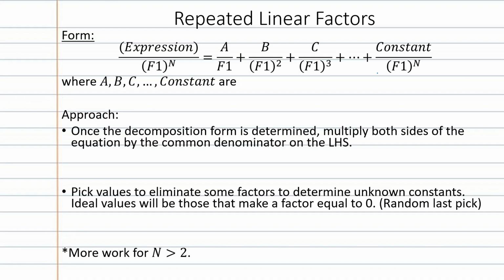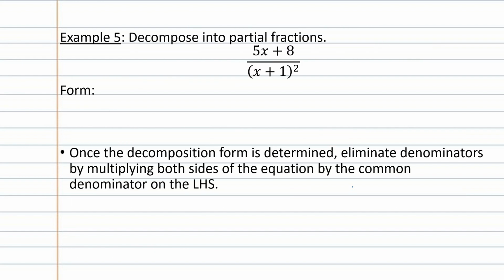Our approach here is, once the decomposition form is determined, we need to multiply both sides of the equation by the common denominator on the left-hand side. We need to pick values to eliminate some factors to determine unknown constants. Ideally, those will be values that make the factor equal to 0. If we do have a factor raised to a power n greater than 1, we will have a significant amount more work. Let's go on to the next slide.